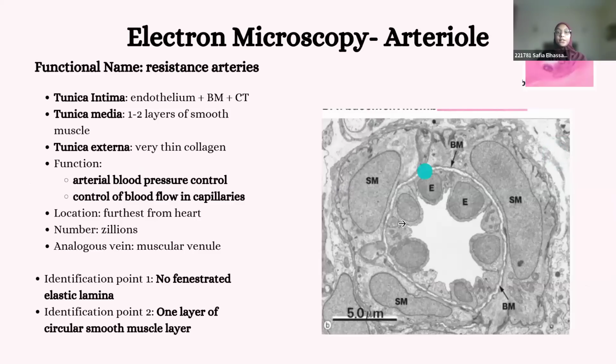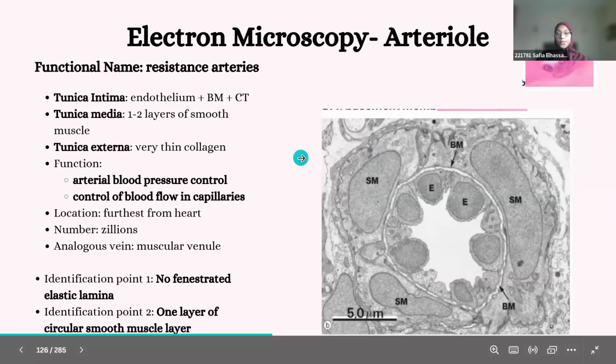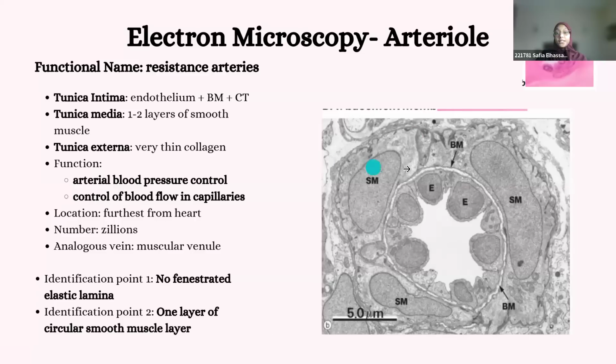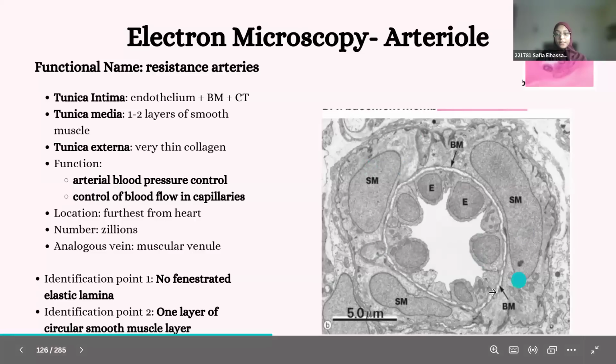All right, now let's take a look at the arteriole. So Shahad already talked about this in detail, and I just want to reiterate what she said, that these are very, very important for your OSPE. And I'm going to be focused a little bit more on the electron microscopy image. So there are two main identification points for the arteriole. The first one is that there is no fenestrated elastic lamina.